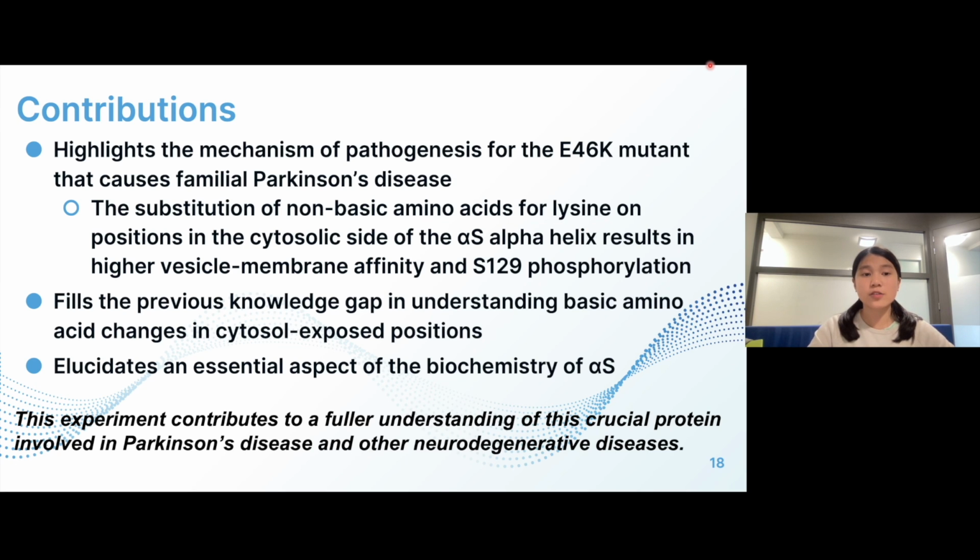This experiment also filled the previous knowledge gap in understanding basic amino acid changes in cytosol-exposed positions and elucidated an essential aspect of the biochemistry of alpha-synuclein. Finally, I hope that this experiment has contributed to a fuller understanding of this crucial protein involved in Parkinson's disease and other neurodegenerative diseases.